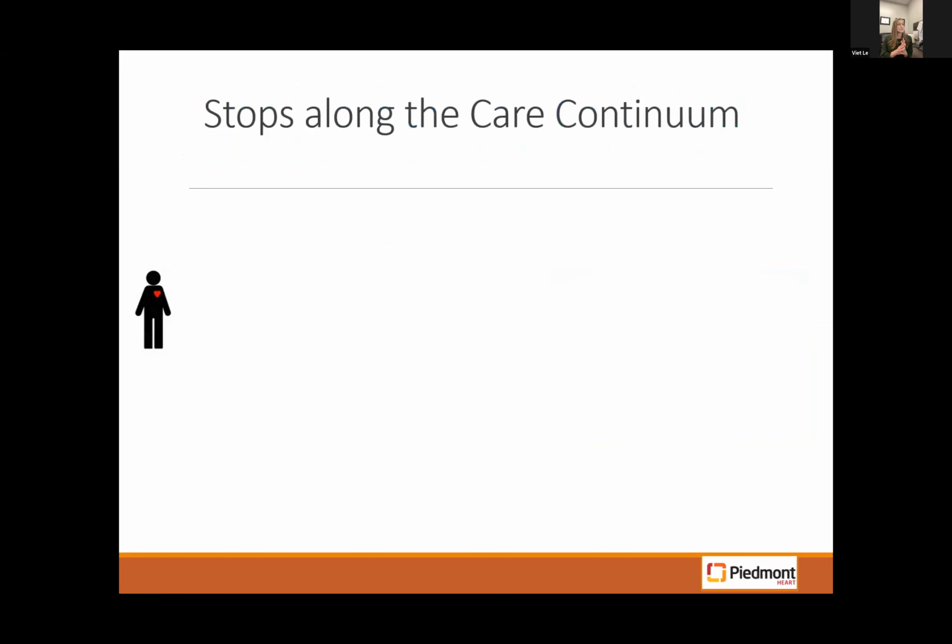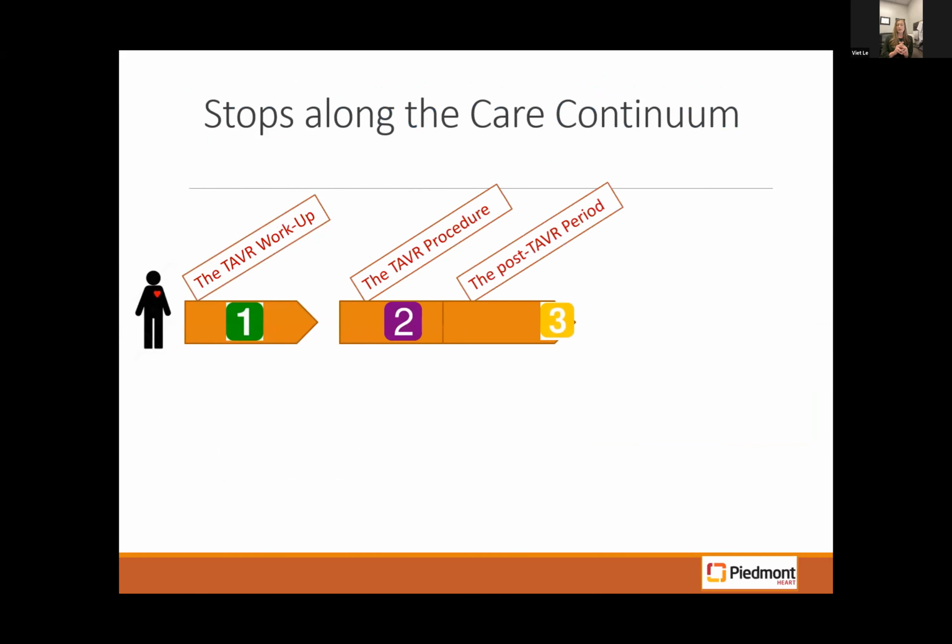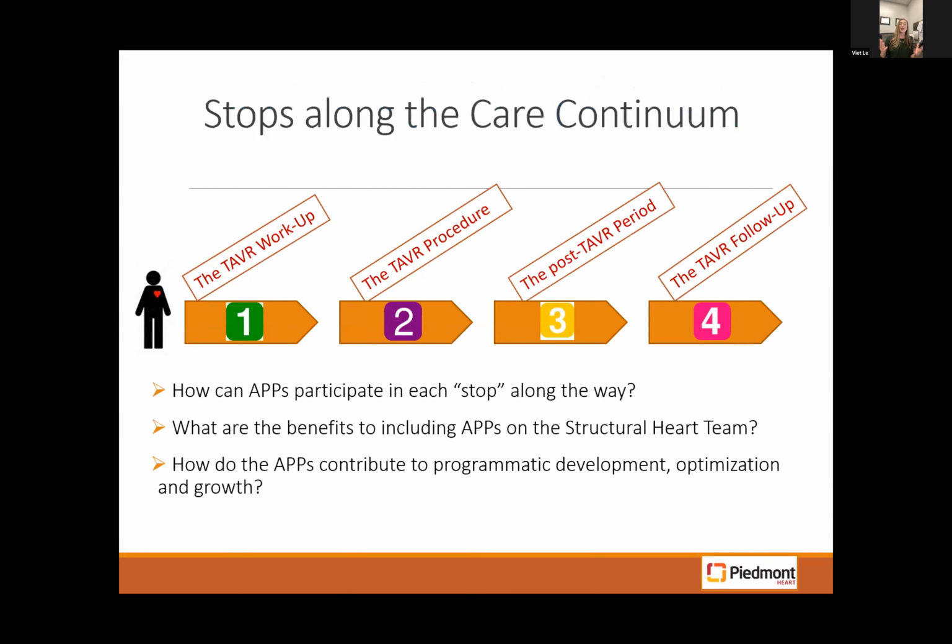When we think about the TAVR patient, this is a long journey that these patients embark on when they're first sent for referral and then ultimately end up with a valve. So I broke it into four stops along the care continuum, if you will: the TAVR workup, the TAVR procedure, the post-TAVR inpatient period, and then the TAVR follow-up, which is the outpatient period. We'll go through each of these stops very briefly and discuss how APPs can participate in each stop along the way, how to integrate that care, what the benefits are of including APPs on the structural heart team, and how APPs contribute to programmatic development, optimization, and growth.